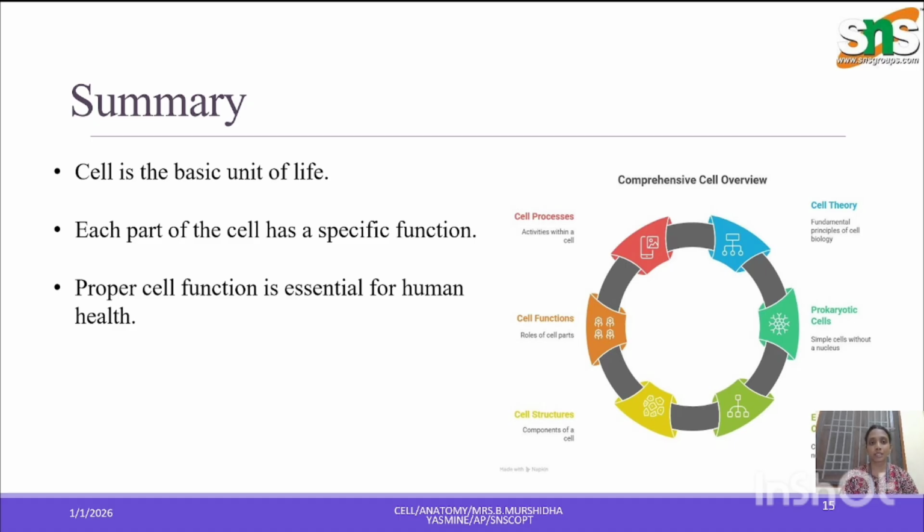To summarize this topic, the cell is the basic unit of life and each part of the cell has a specific function, and proper cell function is essential for human health. This mind map shows you the comprehensive cell overview. Cell processes, cell function, cell structure, cell biology, prokaryotic cells, eukaryotic cells, all these things we have discussed in today's topic. Hope you understood about the cell. The cell is the basic thing which you need to study in human anatomy, and only then can you start studying each of the organs and its functions clearly.